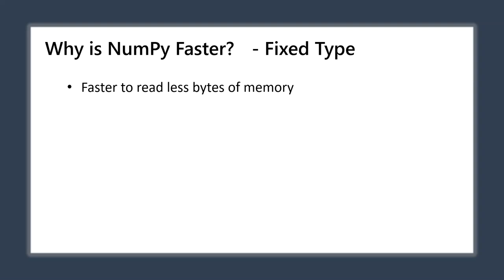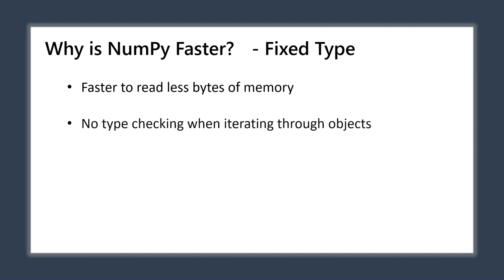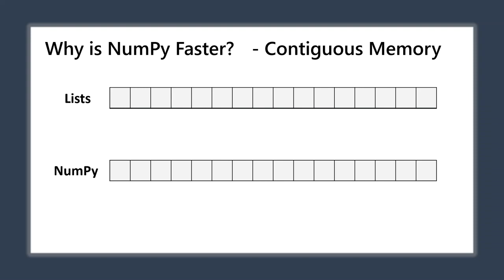In Python built-in lists, you could have a list of an integer, then a float, then a string, then a Boolean, and you'd have to check each element you're looking at to see what type it is. But with NumPy, we don't have to do that. So another reason it's faster is that there's no type checking when iterating through objects. Moving on, another reason that NumPy is faster than lists is because NumPy utilizes contiguous memory.